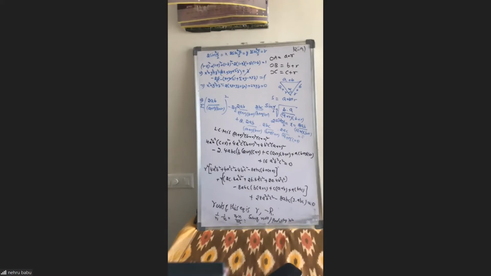Even if you take the external circle, we will get the same type of equation. The only difference is that in the place of r we have minus r, and in the place of a, b, c we have minus a, minus b, minus c, because r minus a, r minus b, r minus c is there. So if you observe, you will get the same type of equation.